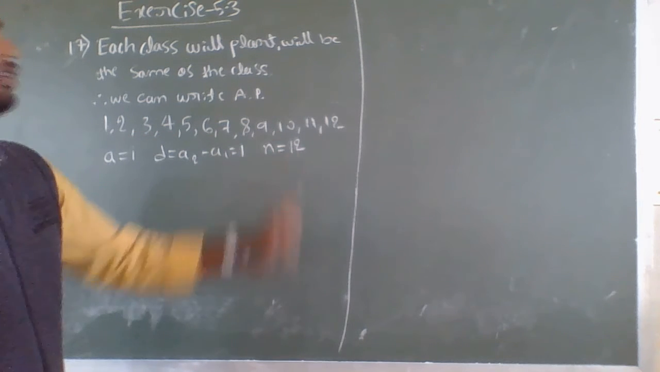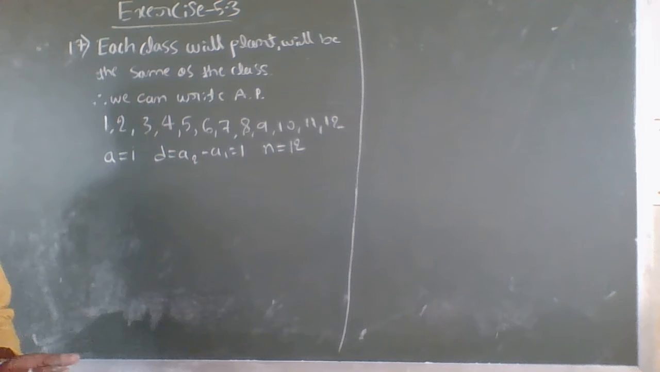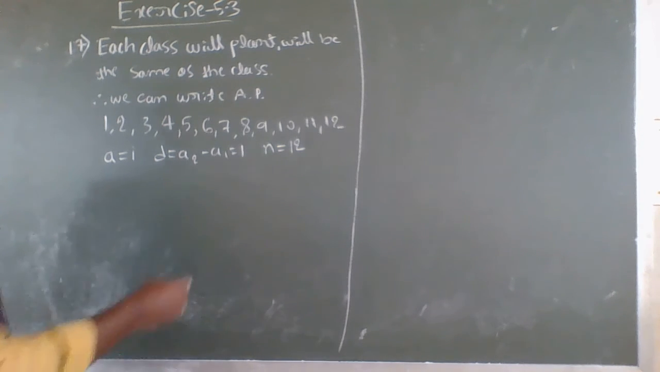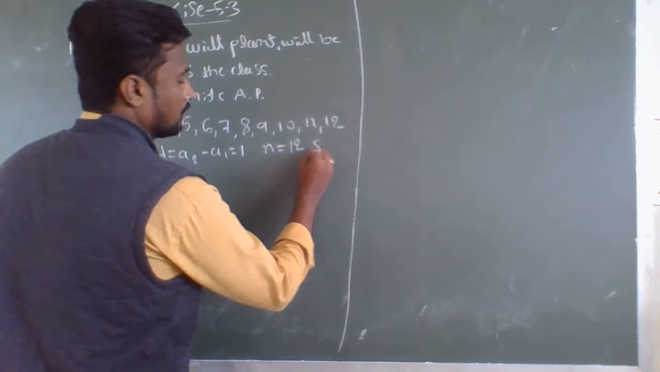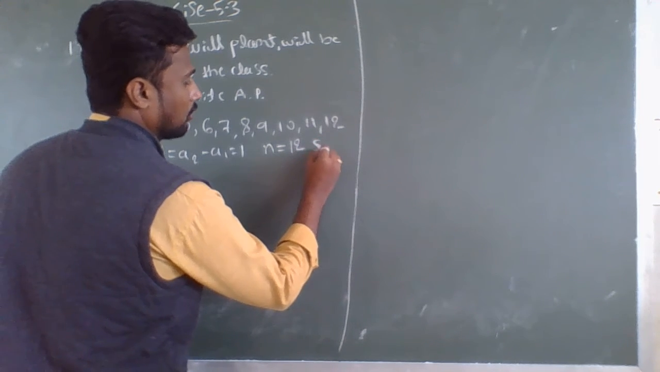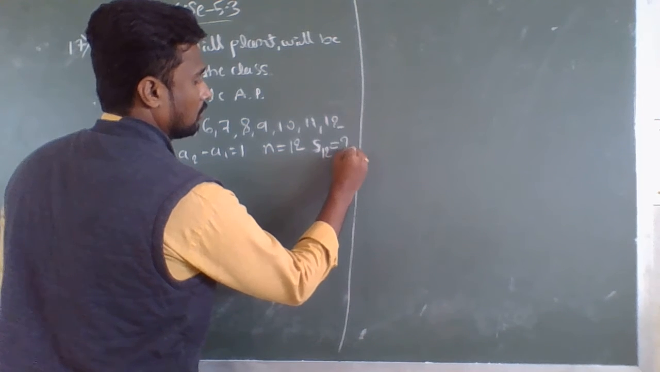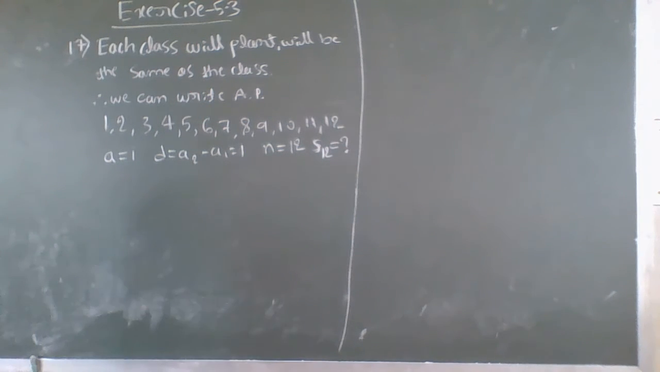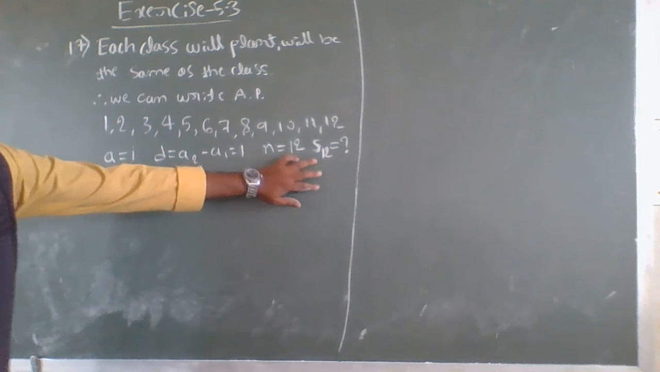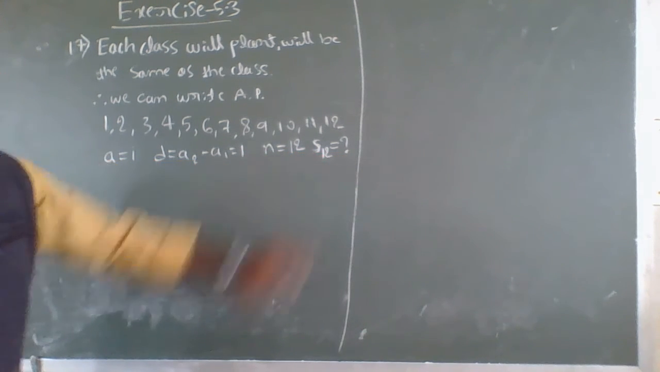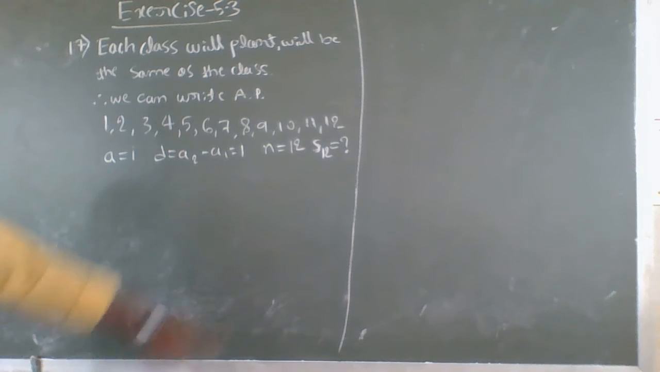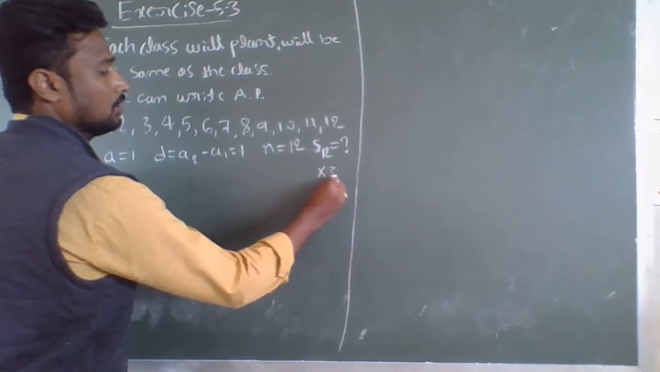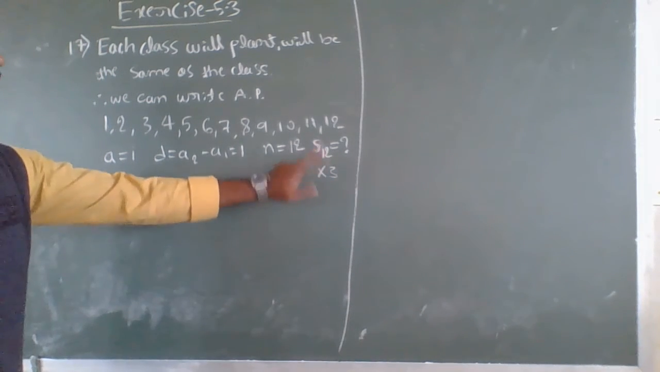There are 12 numbers, which means there are 12 classes. Therefore n is equal to 12, and we have to calculate S12, because they are asking the number of trees planted by the students. There are totally 12 classes. Therefore first I will calculate the S12 value. After that I will multiply this S12 value by 3, because there are 3 sections in each class.